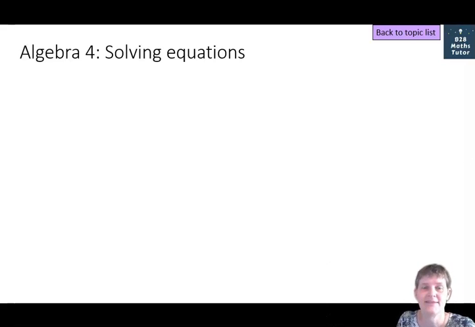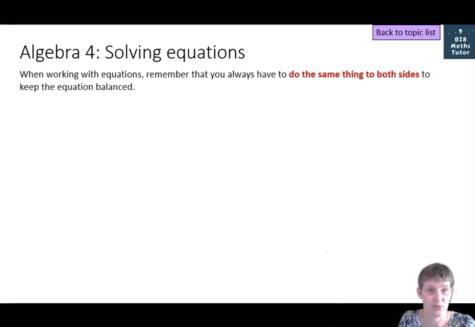So now let's take a look at solving equations. Now the key thing that you've always got to remember when you're working with equations is that you always have to do the same thing on both sides of the equal sign to keep the equation balanced. So if you're adding 2 to one side, you have to add 2 to the other side. If you're multiplying by something on one side, you have to multiply everything on the other side by the same thing.